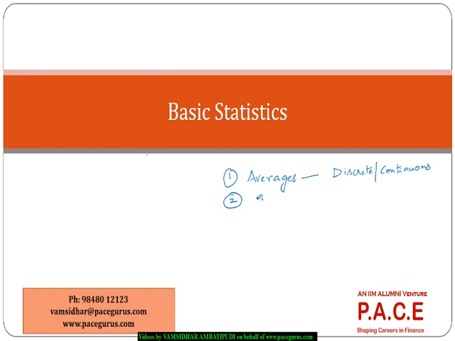Then on the same line, just a small extension, what do we mean by expectations and expected values? How are they linked with the concept of averages? So we'll try to discuss that aspect as well.